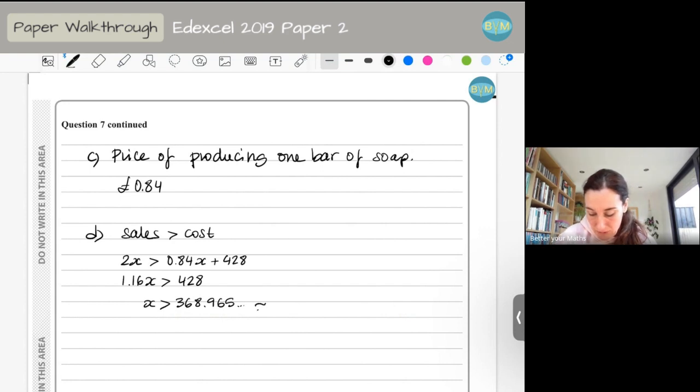So you could say that you need 369 bars to have a profit.